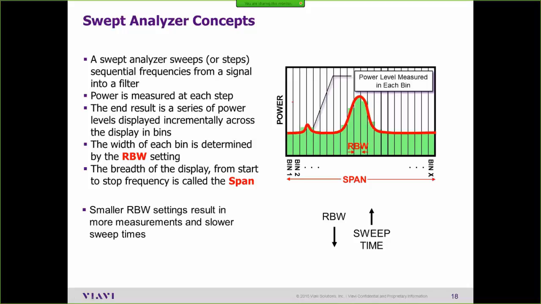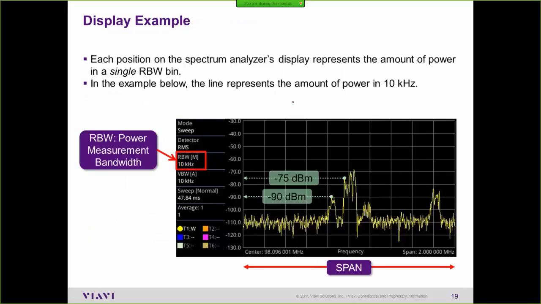I just picked 2 points, 2 little peaks that were showing up there. One of the peaks is at negative 90 dBm. The other one's at negative 75 dBm. Those particular peaks represent the amount of power in a 10 kilohertz bandwidth at that particular frequency. Does that make sense to all you guys, hopefully?